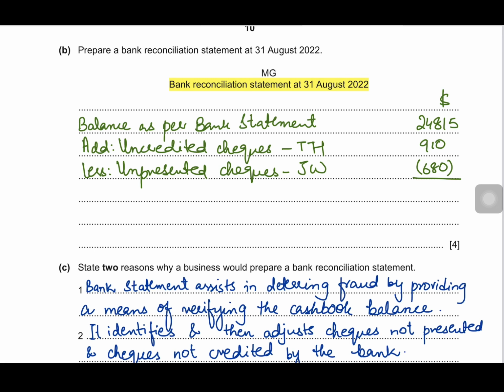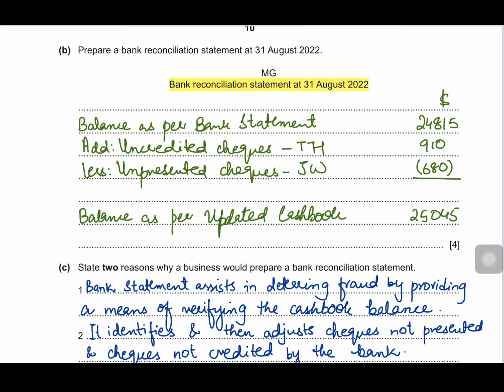Right? These are the only two adjustments because the error was made in the cash book. This will require an adjustment in the updated cash book. So these are the only two adjustments. Now this will give me a balance as per updated cash book of 25,045. Now this is my balance as per updated cash book.